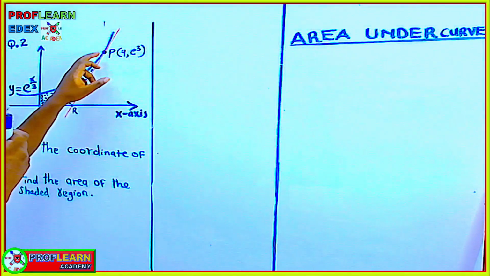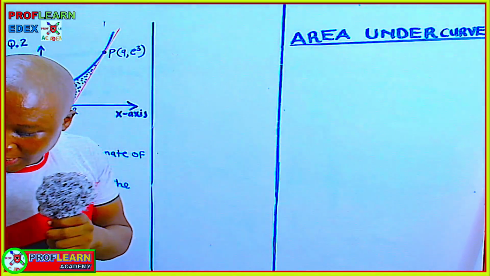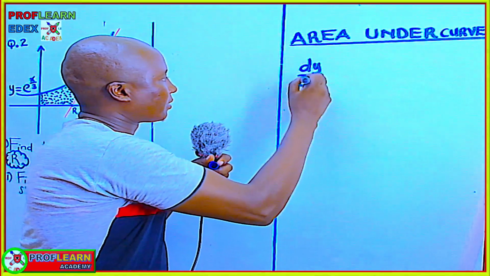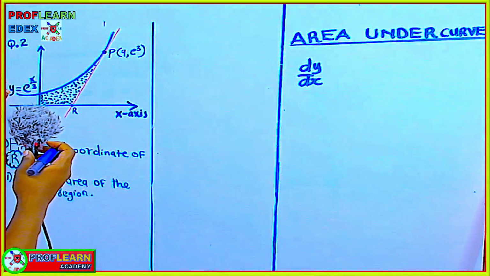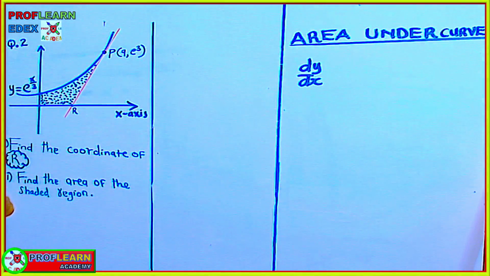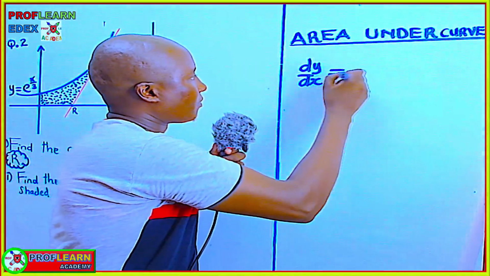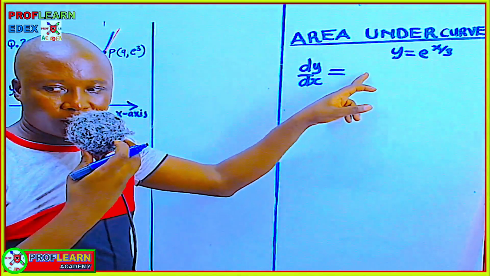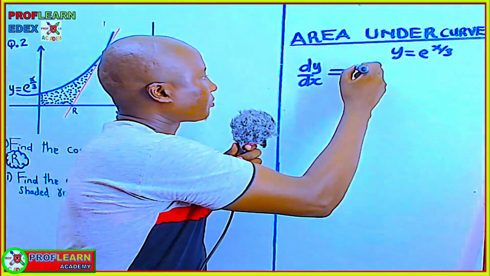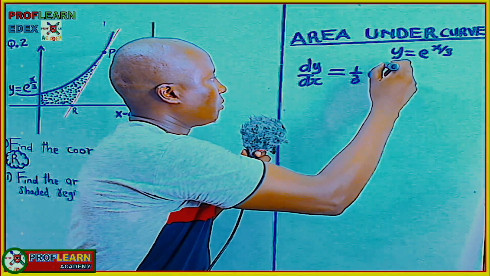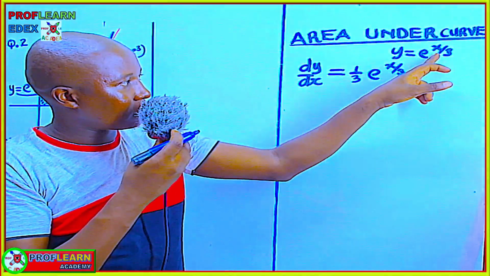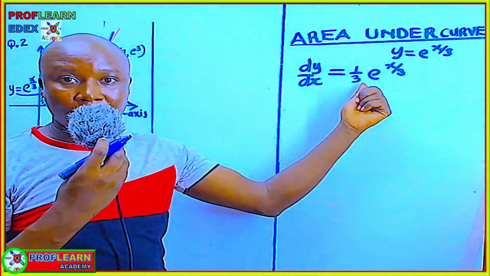So to know the gradient of the curve at this point, we are going to find dy/dx of the curve that we are given. And remember, the curve is y = e^(x/3). If you differentiate this, you are going to get 1/3 e^(x/3). That's what you do when you find the derivative of an exponential: you differentiate the exponent, the power, and multiply it in front of the exponential.